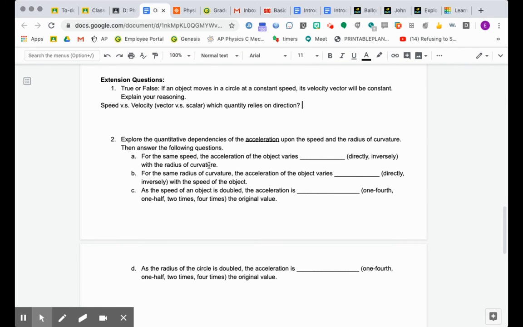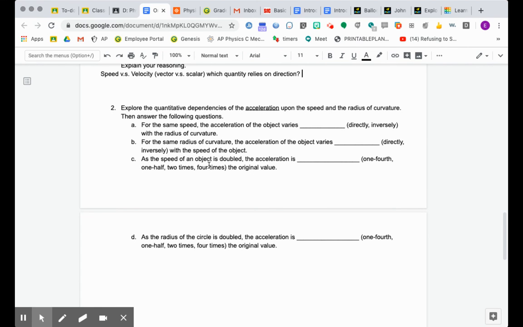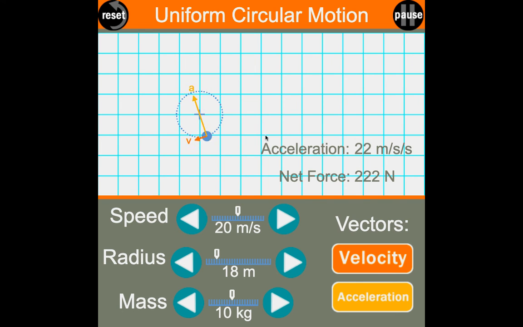Extension question number 2: explore the quantitative dependencies of acceleration upon the speed and the radius of the curvature. Then answer the following questions. From data table 1, we kept the speed the same, so we increased the radius and kept the speed constant. When we did that, it gives you the acceleration value on the screen, so you'll have to head back to the simulation.